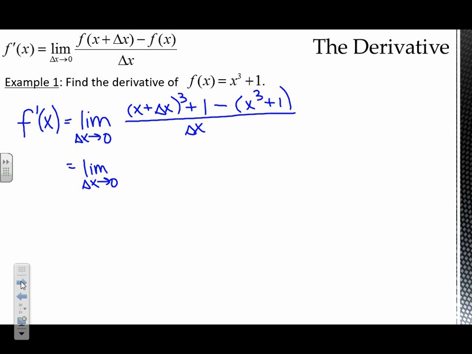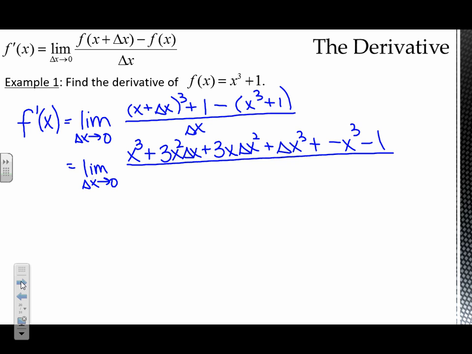Remember Pascal's triangle gives us the coefficients for multiplying out a binomial? Do you remember that? Kind of. You can either multiply this out or remember that this is going to be x cubed plus 3x squared delta x plus 3x delta x squared plus delta x cubed, plus 1 minus x cubed minus 1.